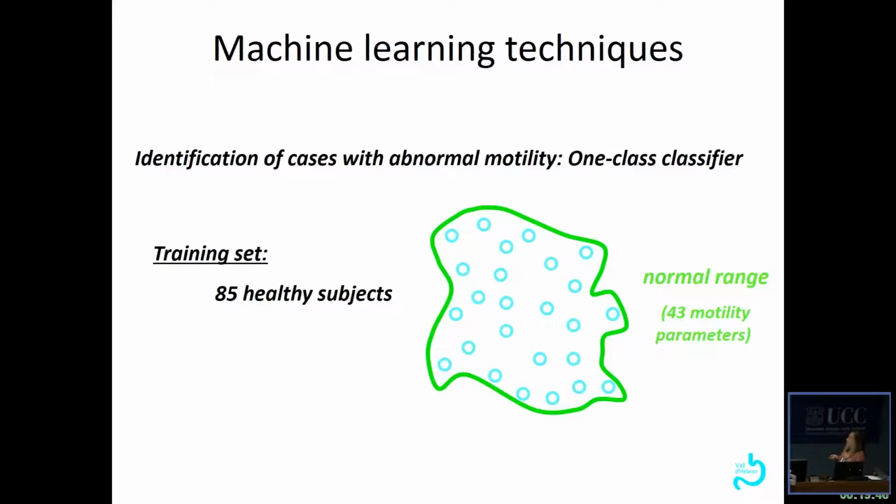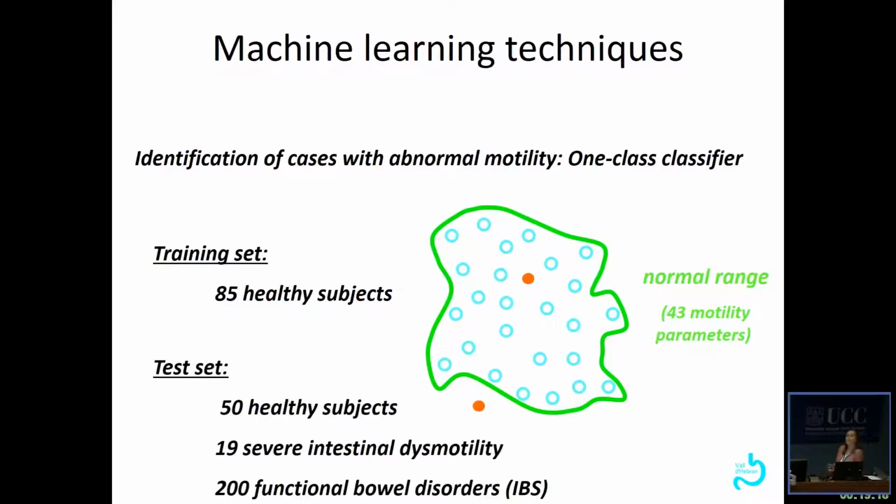So in our case, we used 85 healthy subjects, their capsule videos. From each of them, we extracted 43 motility parameters derived from those features I talked to you about before. And the computer learns a normal range, which actually has 43 dimensions, of what is normal, okay? So once the computer knows what a normal capsule looks like, you can give it new examples, which it hasn't seen before, and it decides if the new example falls inside the normal range or if it falls outside.